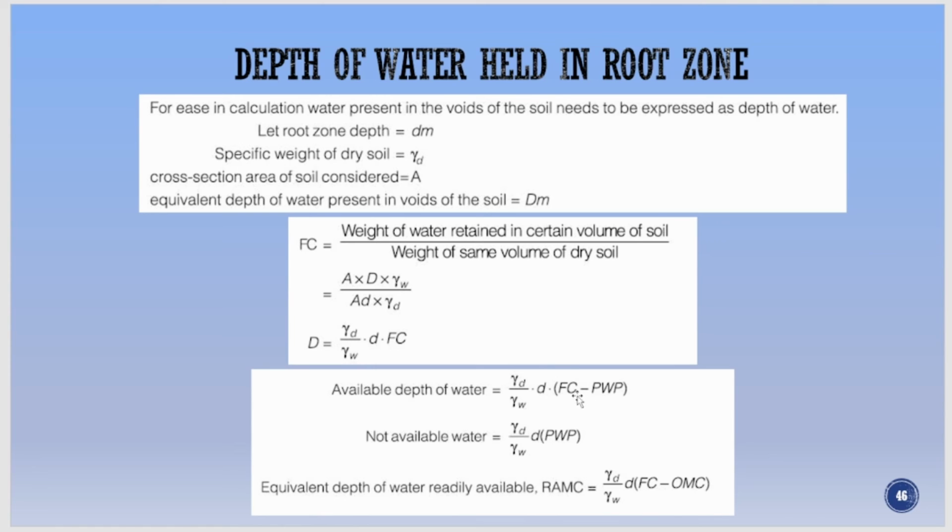So FC and PWP are two water contents. FC is the maximum water content, which is called field capacity. PWP is the lowest level of water content, which cannot be useful for the plant, right? So like this, different depths of water can be determined.